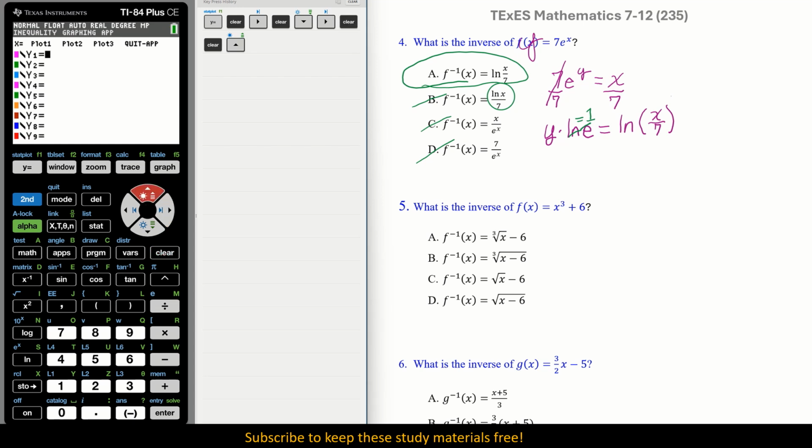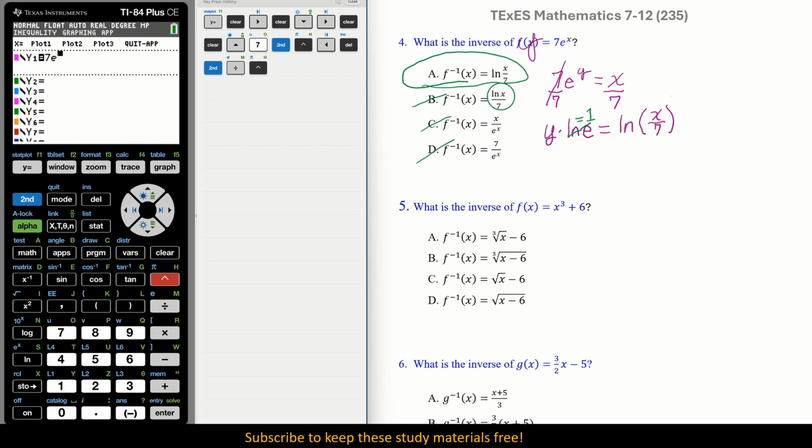Okay, let's go back up. Now we had 7. Now to get to e, we need second divide. See that e right there? No. Let's delete that out. Now we have our 7. Let's try that again. Second divide. There it is. Now we carry it up and we want the x there. Now let's graph it.